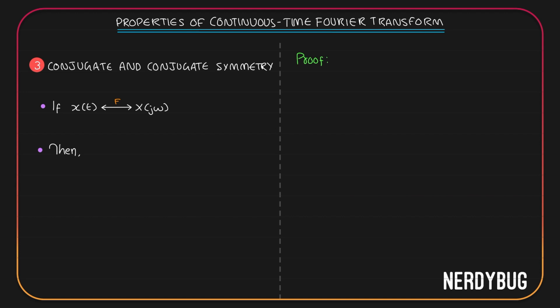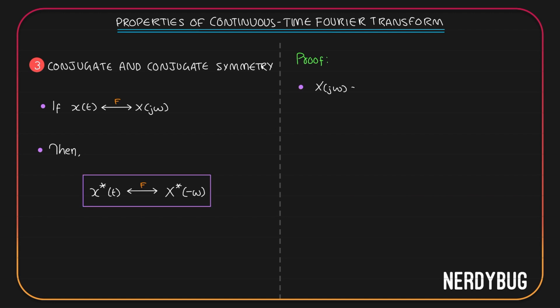The next property we have to learn is conjugate and conjugate symmetry. According to this property, if x of t and X of j omega are Fourier transform pairs, then x conjugate of t is the Fourier transform pair of X conjugate of minus j omega. Let's try to prove this.